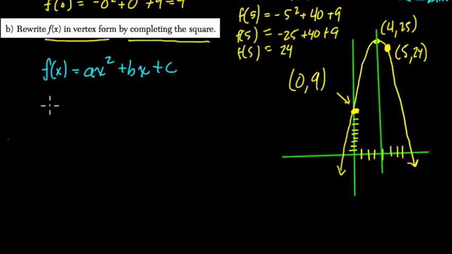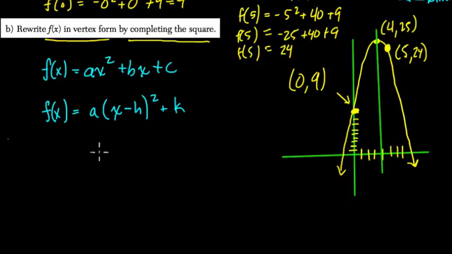Vertex form, however, I find very useful in a kind of opposite way. If you gave me a graph and I knew the vertex, I can quickly find or make the equation that represents that parabola. And you can use both equations interchangeably in different ways. But I feel like the vertex form, which says a times (x minus h) squared plus k, is really useful when you're given the graph and you have to find the equation.